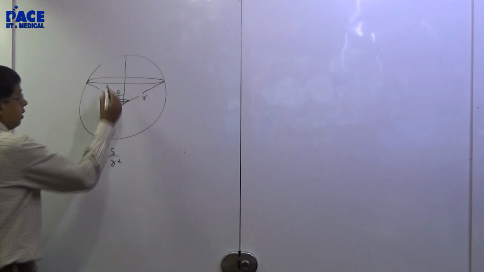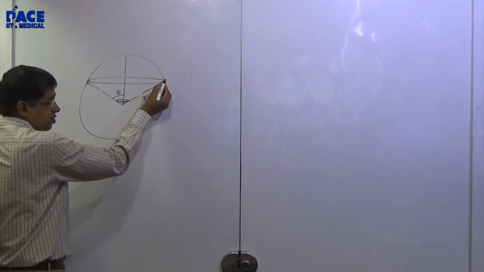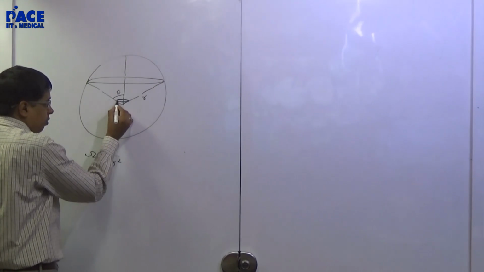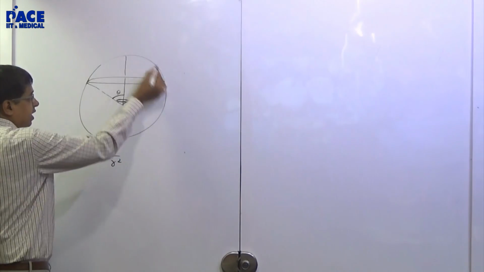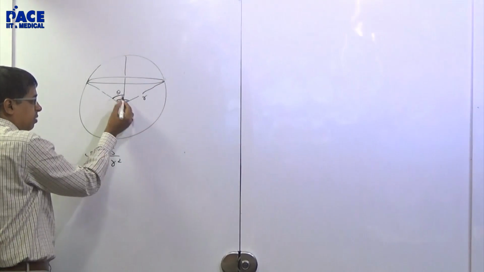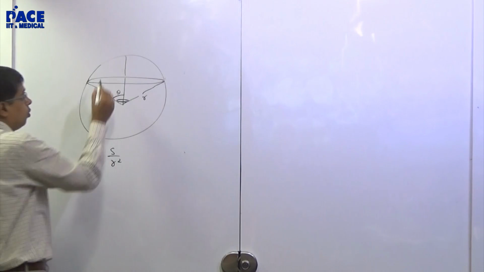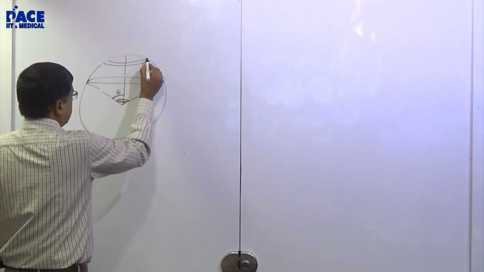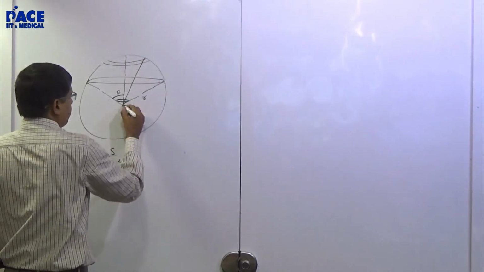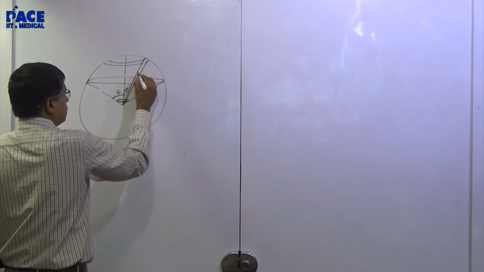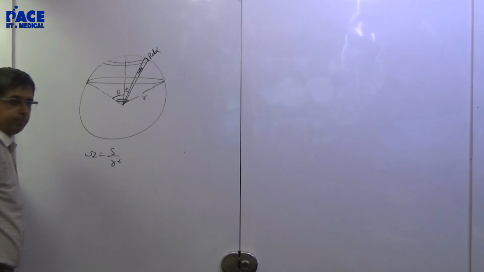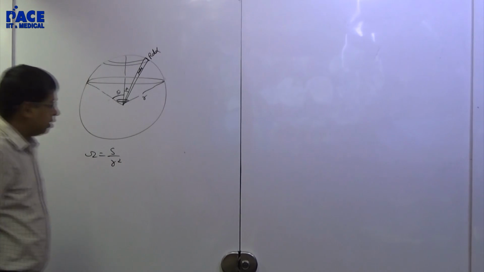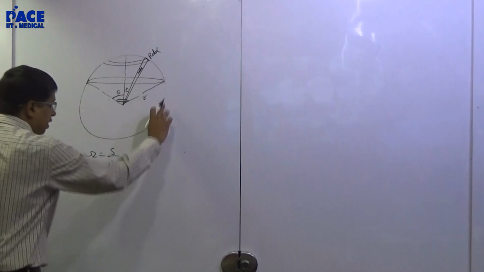Right? Okay. Now this area S divided by R square will be the solid angle. If I can calculate that area, I'll get the relation between theta and the solid angle. How do I get that particular area? I'll consider an elemental strip. This is alpha, this is d alpha, this is r d alpha.